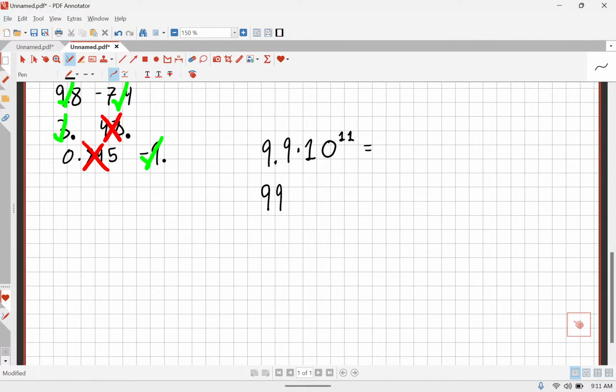Aye, exactly so. Because if the decimal was here, it would have to go 1, 2, 3, 4, 5, 6, 7, 8, 9, 10. So it would be 10 zeros afterwards. So it's 99 and 10 zeros. I'll take it on Canvas with or without the commas. You don't have to put the commas.